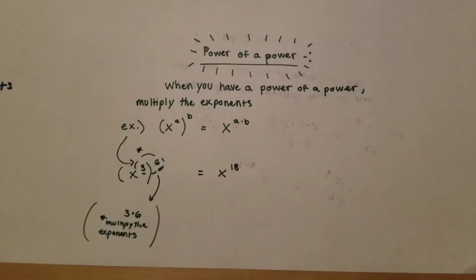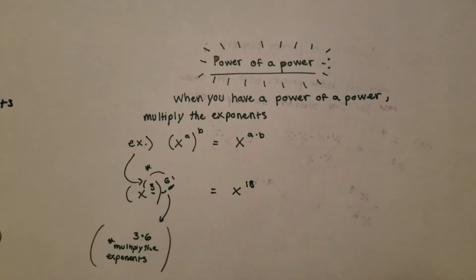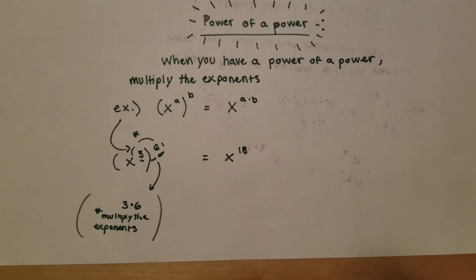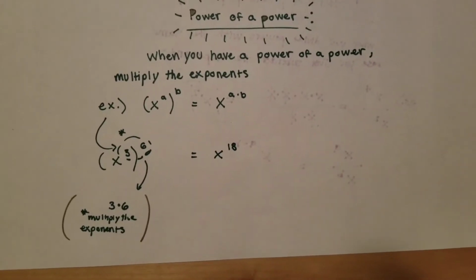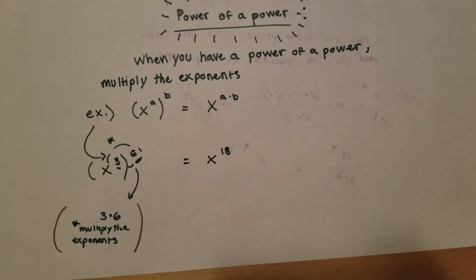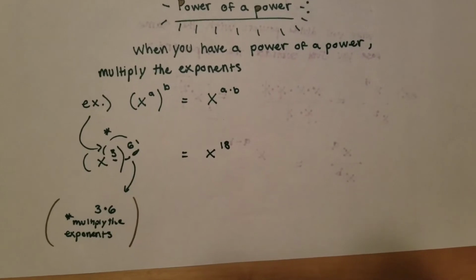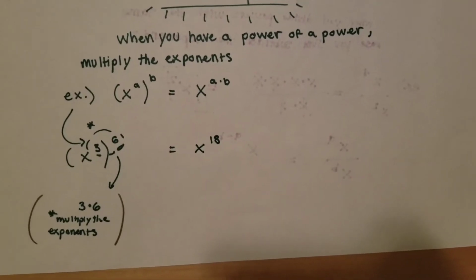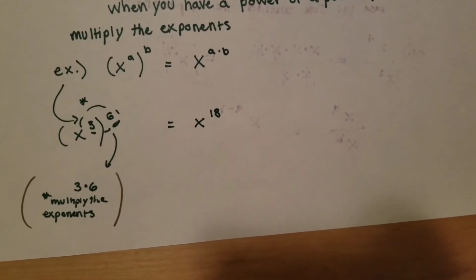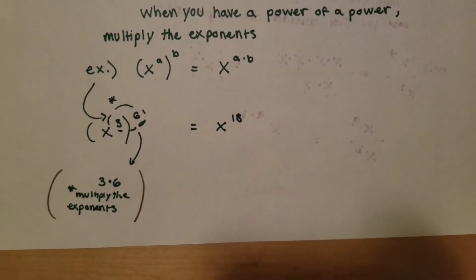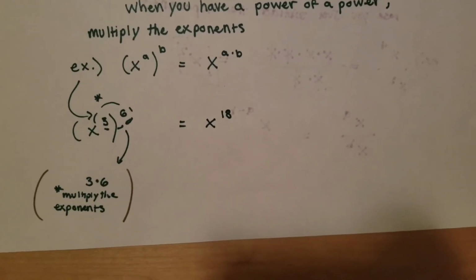All right. Now for our second property, it's the power of a power. So when you have a power of a power, you multiply the exponents. The formula you would use is x to the power of a in parentheses to the power of b outside of parentheses. And that would equal x to the power of a times b. So for example, if you had x to the power of 3 in parentheses to the power of 6 outside of parentheses, you'd get x to the power of 18. So 3 times 6 is equal to 18. You multiply the exponents.